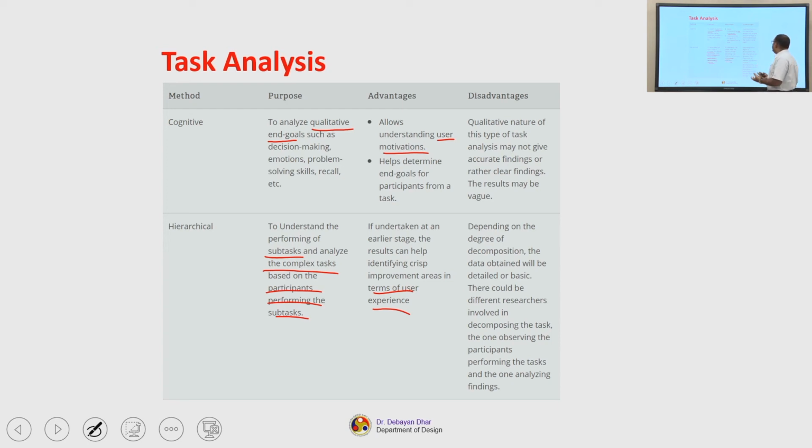There could be different researchers involved in decomposing the task, the one observing the participants performing the task and the one analyzing the findings. So, interpersonal analysis. So, that means, if you have multiple design team members involved in this process, there can be individual differences across the analysis or the information that is being used to analyze the observations and document them. So, those are some of the issues with hierarchical and cognitive task analysis.